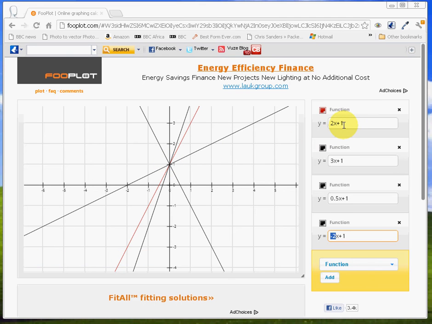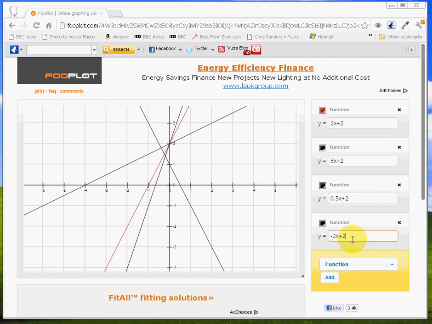So if I was to change all those to +2, can you guess what that picture is going to look like? I'm going to leave it as 2x, 3x, half x, and -2x, and I'm going to change that to +2, +2, +2, +2. What will it look like? The slopes will all stay the same, but they'll all now say +2. There we go. So exactly the same, all the same slopes, but you notice now they cross the y-axis at +2.